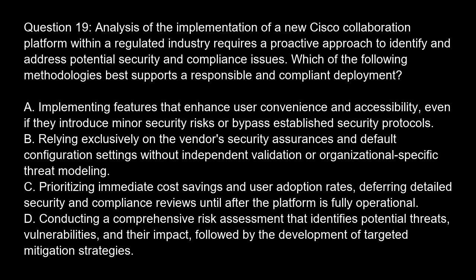Option A. Implementing features that enhance user convenience and accessibility, even if they introduce minor security risks or bypass established security protocols. Option B. Relying exclusively on the vendor's security assurances and default configuration settings without independent validation or organizational-specific threat modeling. Option C. Prioritizing immediate cost savings and user adoption rates, deferring detailed security and compliance reviews until after the platform is fully operational. Option D. Conducting a comprehensive risk assessment that identifies potential threats, vulnerabilities, and their impact, followed by the development of targeted mitigation strategies.